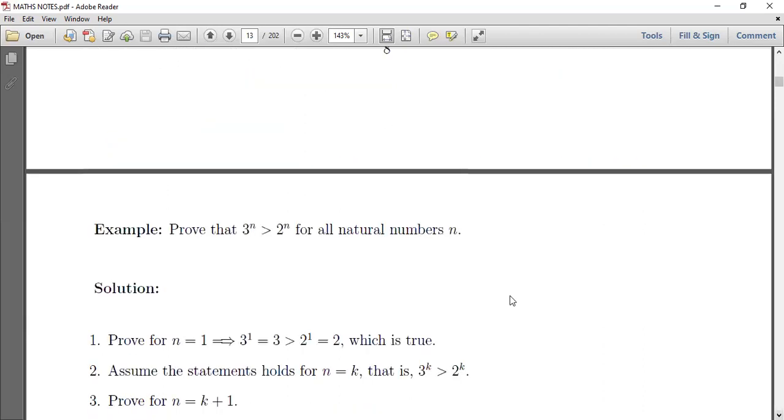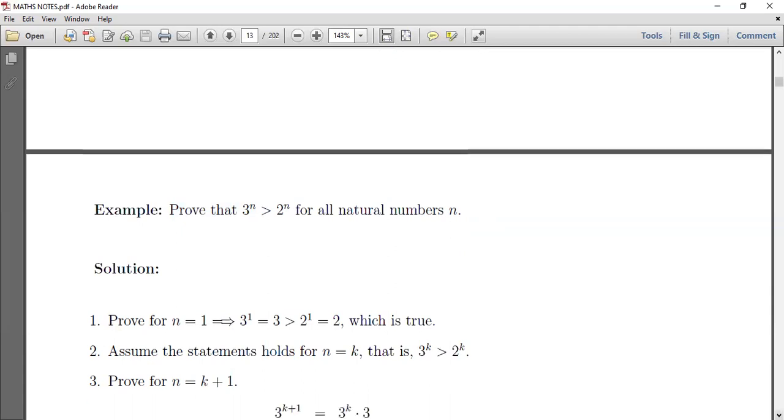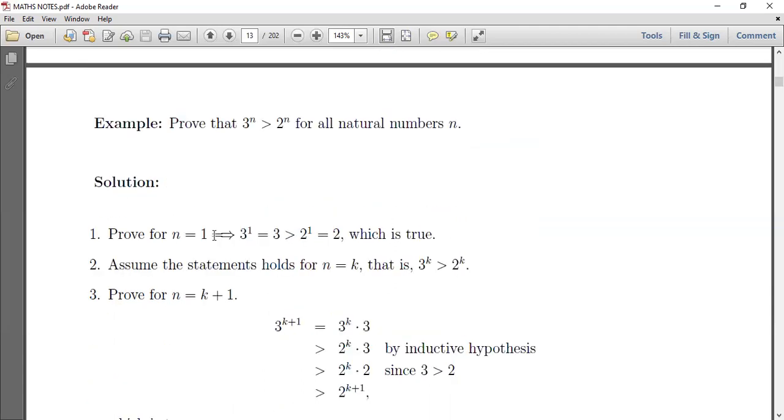Similarly, maybe I'll explain this one a bit. This is no longer an equal statement, but an inequality. Can you prove that 3 to the power n is always greater than 2 to the power n for all natural numbers n? So we want to prove this statement for all natural numbers. Similarly, like our method, we show that this statement is true when n equal to 1, but this is a greater than sign. It's no longer an equal sign like the previous proofs. So you need to be very careful there.